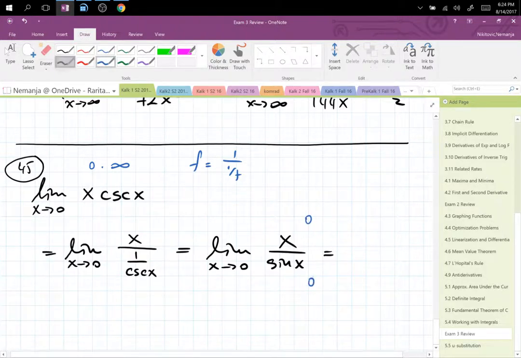Still have to do it, so we do L'Hopital's rule. We haven't done L'Hopital's rule so far; that was algebraic manipulation. Now we are doing L'Hopital's rule, which takes derivatives. So we have 1 over cosine x. Cosine of 0 is 1. So you get 1 over 1.